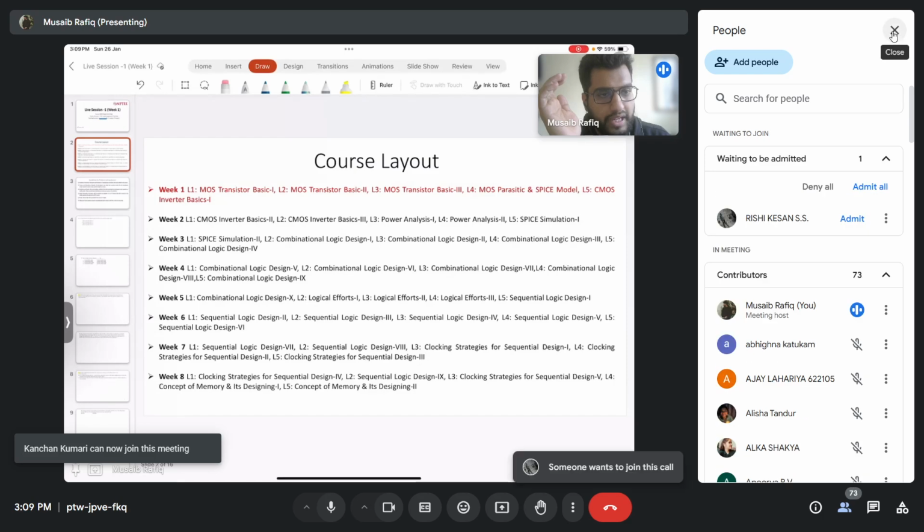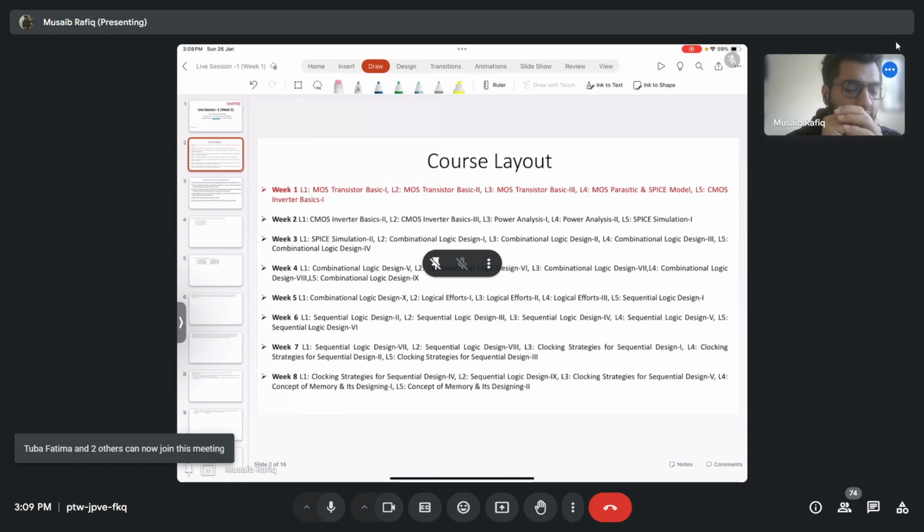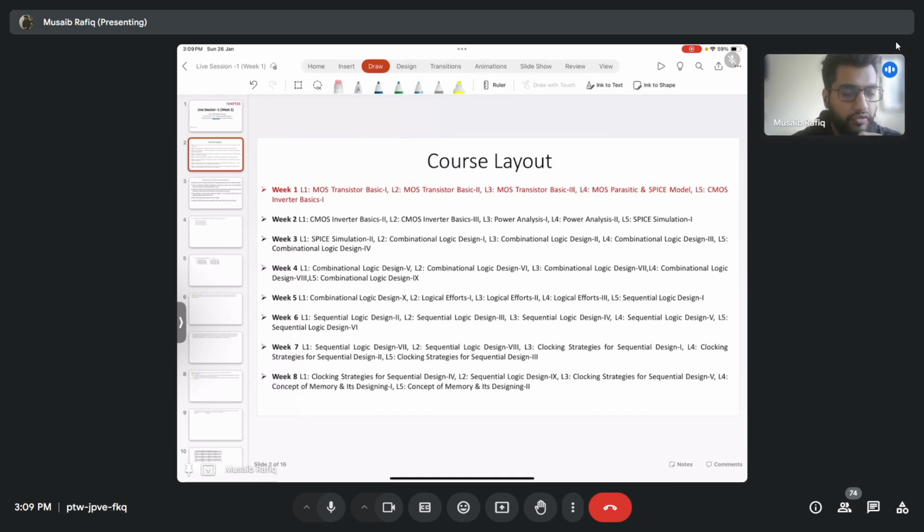But from next week, the level may go up slightly high, and the problems pertaining to the CMOS inverter will be thoroughly discussed, because the CMOS inverter forms the backbone of this chapter. So problems related to that will be thoroughly discussed.